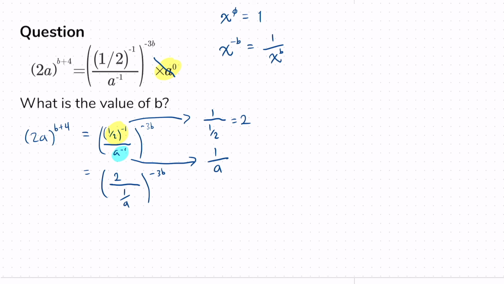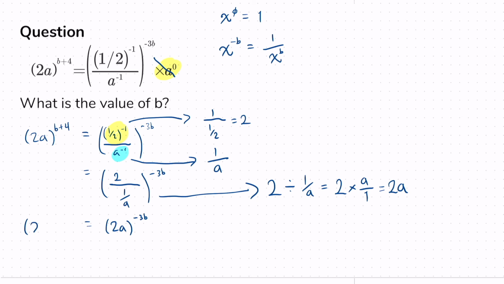Looking at this fraction now, I'm going to move even further to the right. It's the same thing as 2 divided by 1 over a. Because we're dividing by a fraction, that's the same as 2 times a over 1. I flip that fraction, which is equal to 2a. Okay, so we have 2a to the -3b.